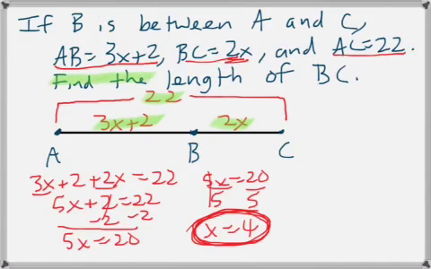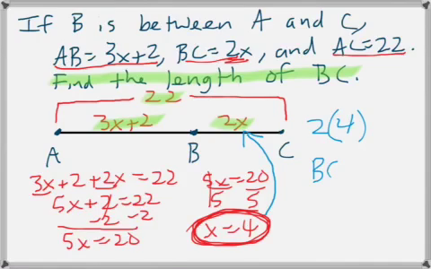The problem asked for the length of BC. So in this case, in order to figure out what BC is, well, we know that BC is 2x, and since I know that x is 4 now, I can plug my x in for this x. So it's simply just going to be 2 times x, which is 4, so BC equals 8.